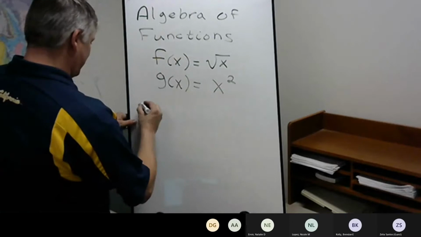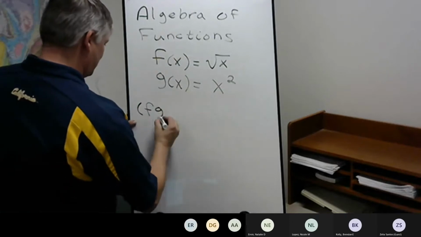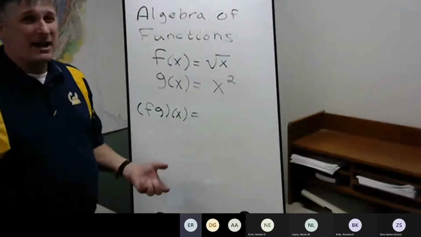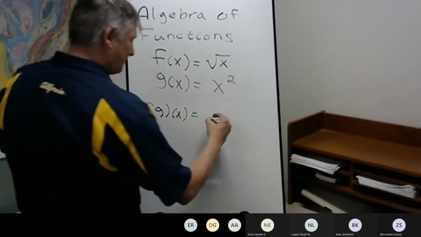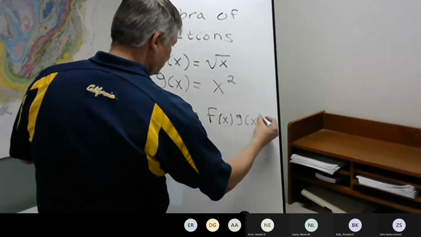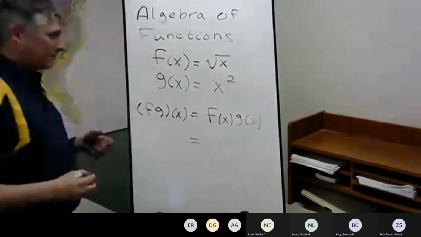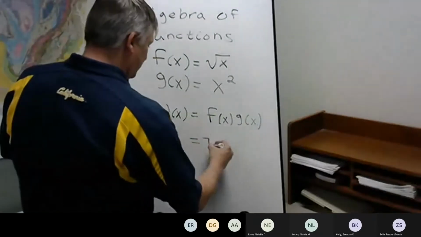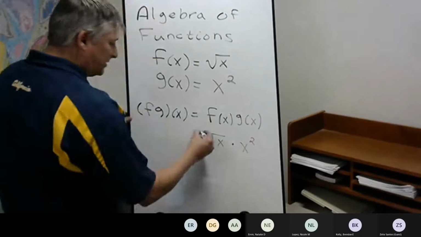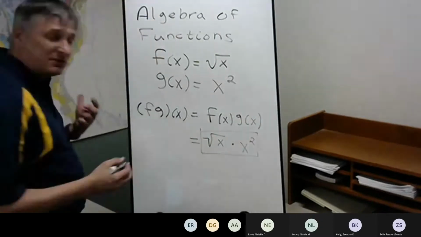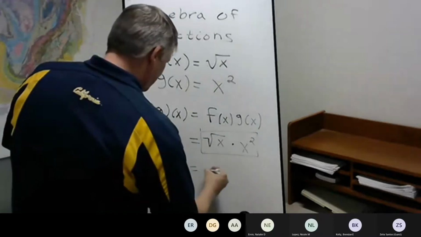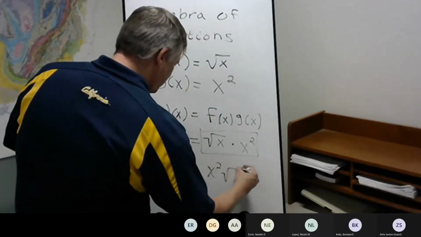So let's say we have this. This means we're going to take f of x and multiply it to g of x. So again, in practical terms, we'll take square root of x and we multiply it to x squared. So, I mean, you could say that. That would work. Usually you might see it written like this, x squared square root x.